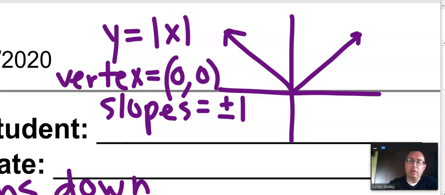So when you put in a number like 1, it is 1 unit away from 0. And negative 1 is also 1 unit away from 0. So you end up getting a shape that looks like this.